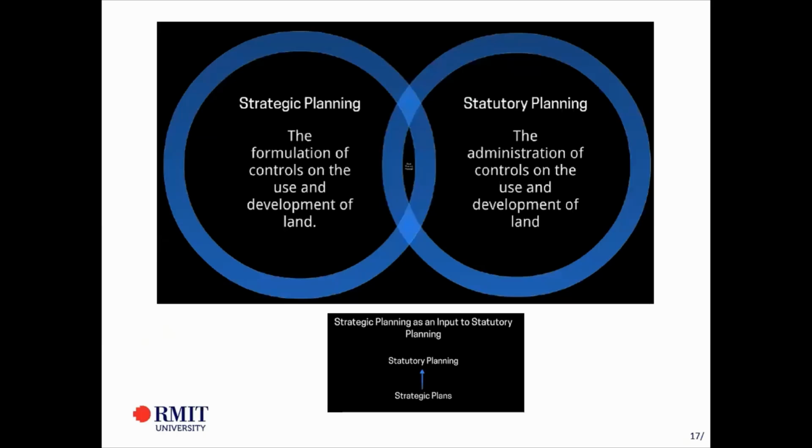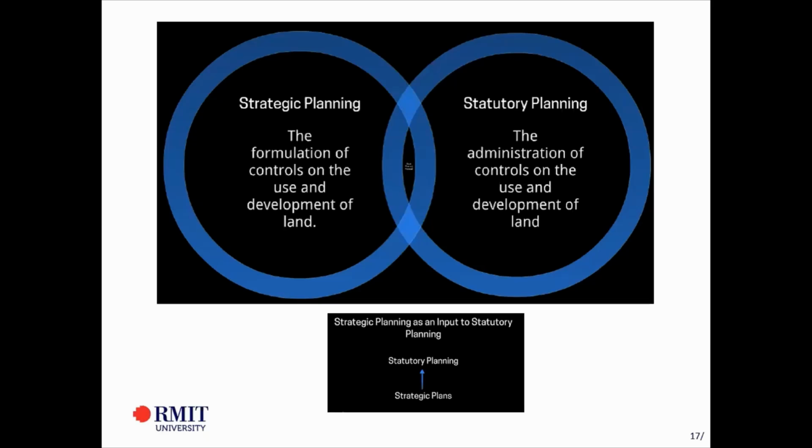Strategic planning is the formulation of controls on the use and development of land. So in other words, doing the background research to establish what the planning law might actually look like. And hence statutory planning is the administration of controls on the use and development of land. So one is working out what those controls should be, and the other one is actually putting them into place. So you can see that they are indeed distinct, but there's obviously a very close relationship between the two.